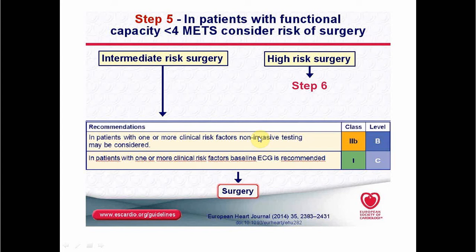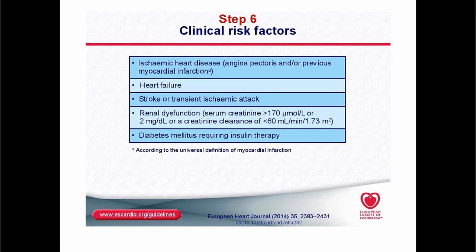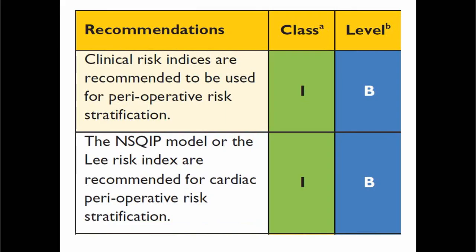While if the patient will undergo high risk surgery and he has a poor functional capacity, then we should calculate his clinical risk factors. And we calculate the clinical risk factors using clinical risk indices. So the guidelines recommend, with a class 1 recommendation, to calculate the clinical risk indices for patients undergoing evaluation for preoperative risk stratification, and we have two models for preoperative clinical risk indices calculation.